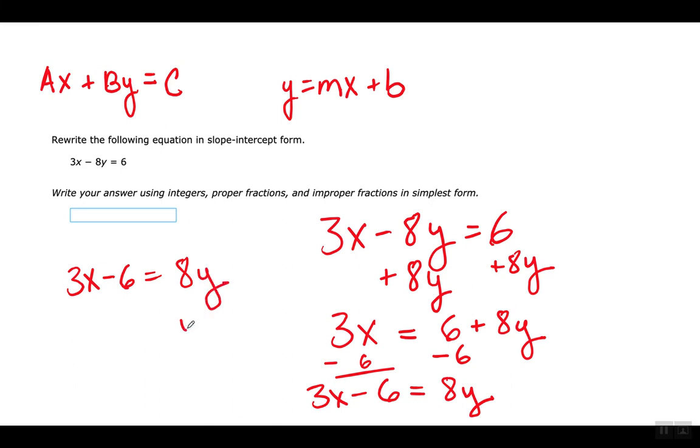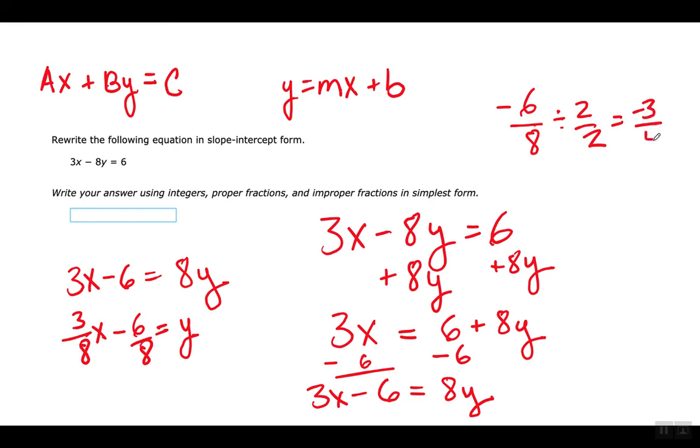Alright, so when I do that, I'm going to have this. Okay, now the only thing left to do is to simplify negative 6 over 8, dividing the top and the bottom by 2, which will give me negative 3 over 4. Alright, so my final answer would be 3 over 8x minus 3 over 4. And instead of writing the equals y, let me put it on this side. Y equals. It's the same thing.